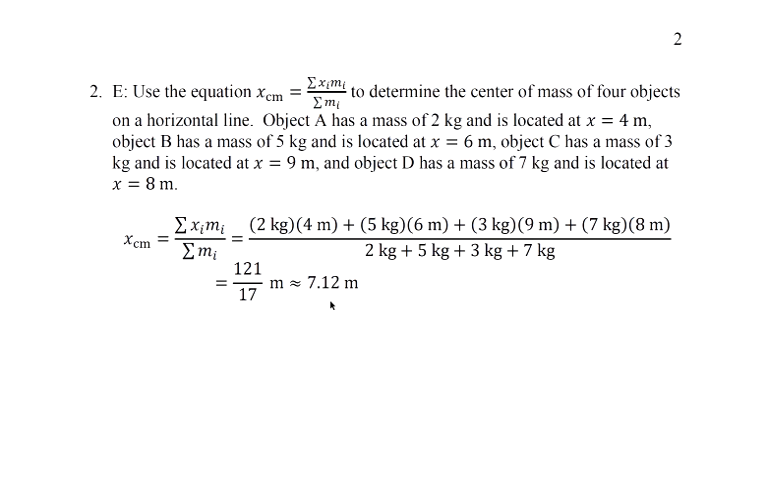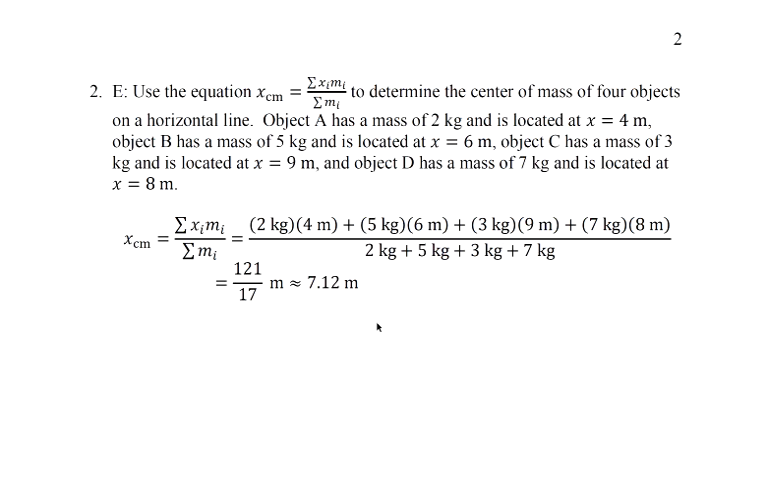Question 2, same problem. We're going to use the equation x center of mass equals sigma x times m divided by sigma m to determine the center of mass of 4 objects on a horizontal line. So we're given the mass of each object and its location. This is a one-dimensional problem. The solution here is 7.12 meters. You see, the mass of each object is multiplied by its position and divided by the total mass.